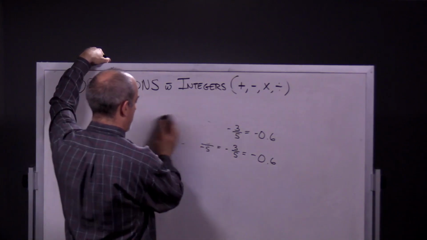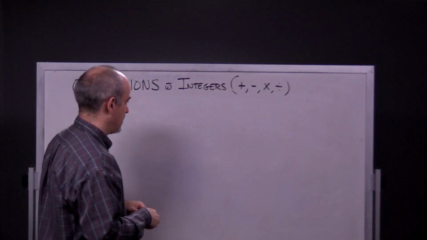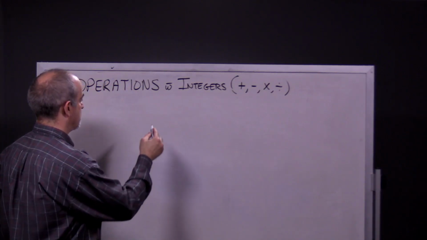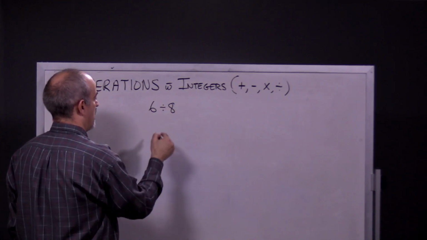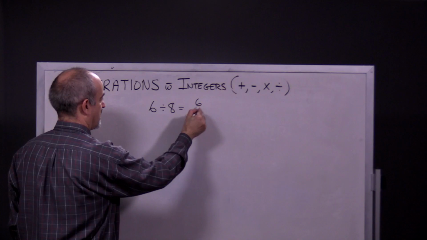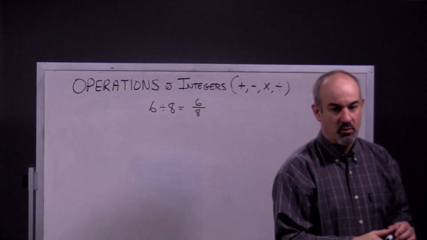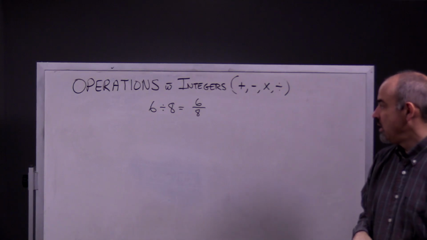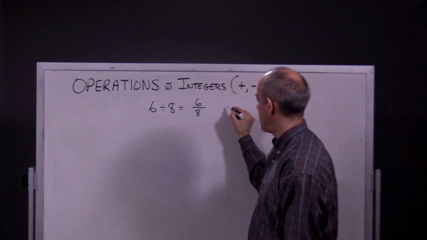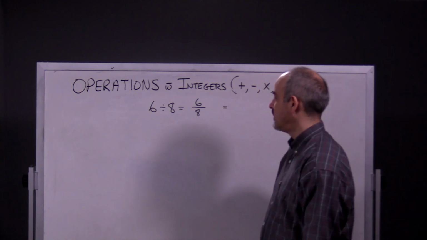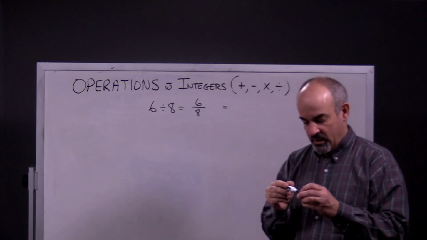So let me do an example where the two numbers maybe have something in common, like 6 divided by 8. Well, like I said, you can just write it like that. But usually when the answer is a fraction, we'll write it in simplified form. So we have to try to simplify 6 over 8. That's where the greatest common factor comes in.